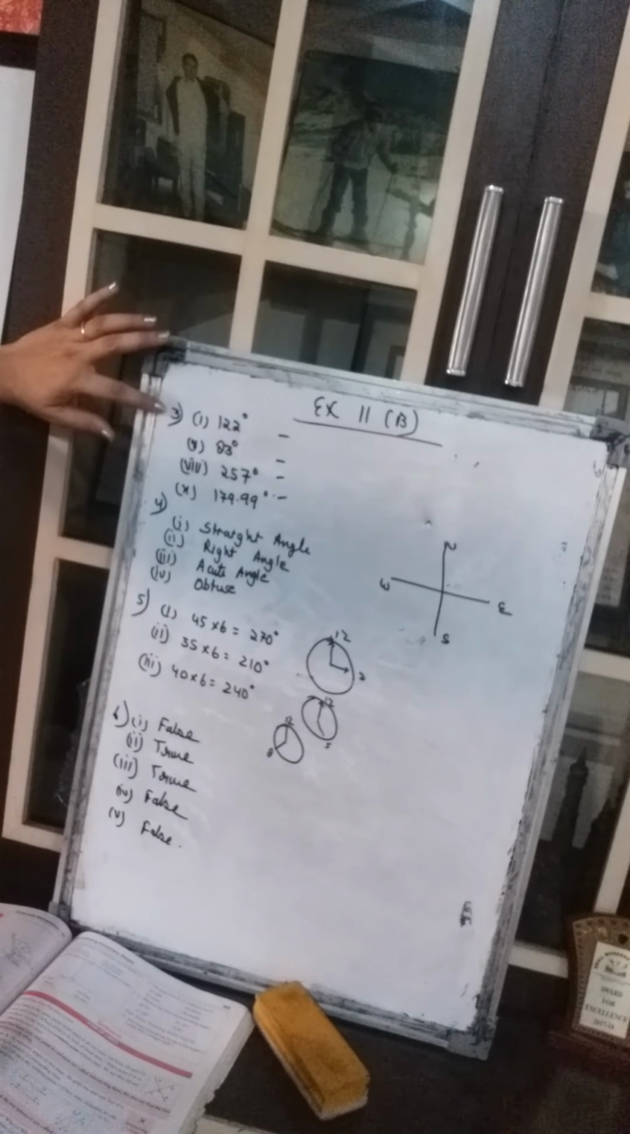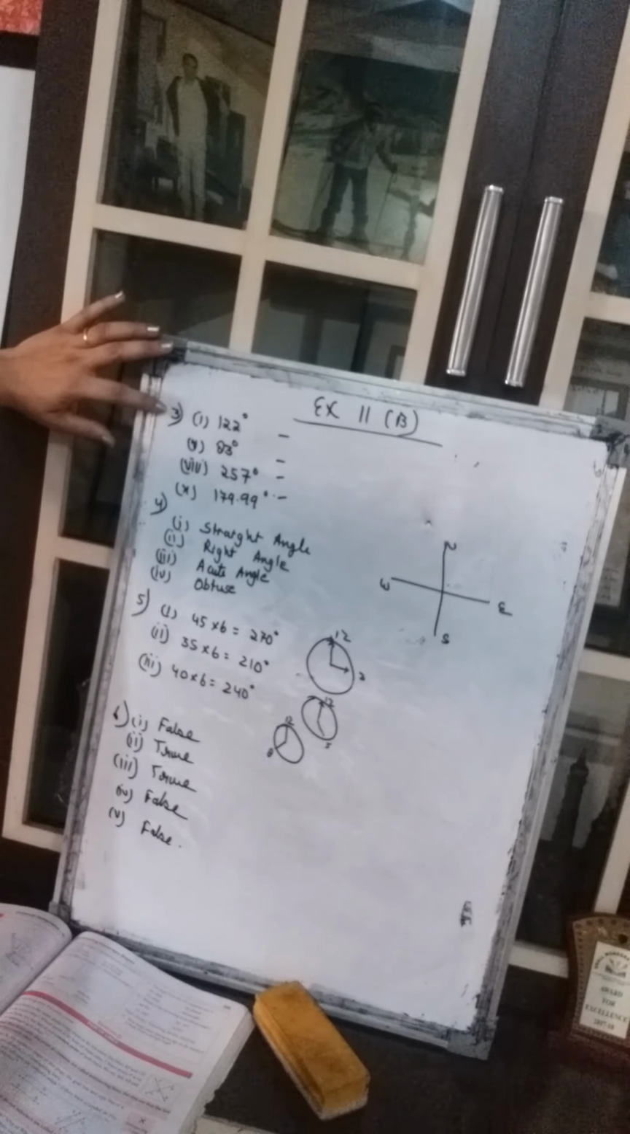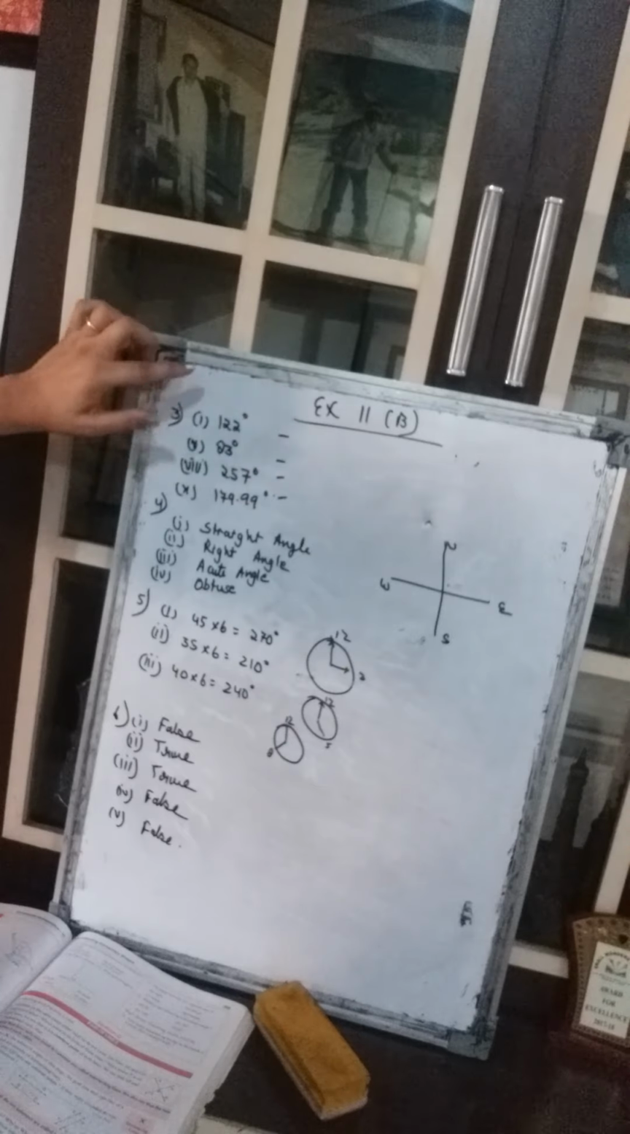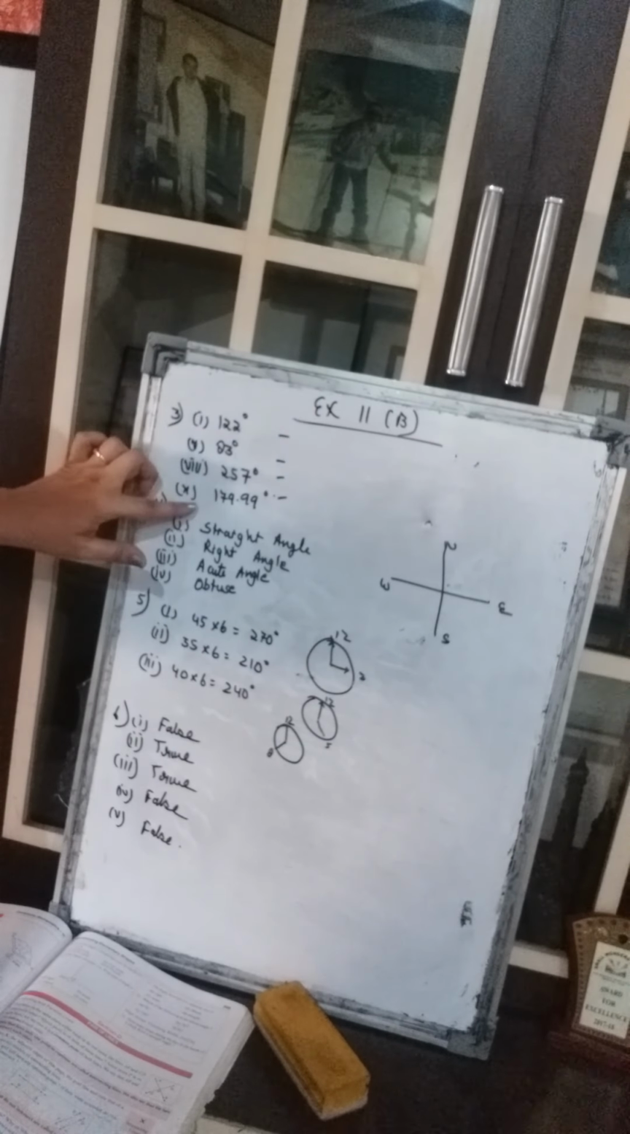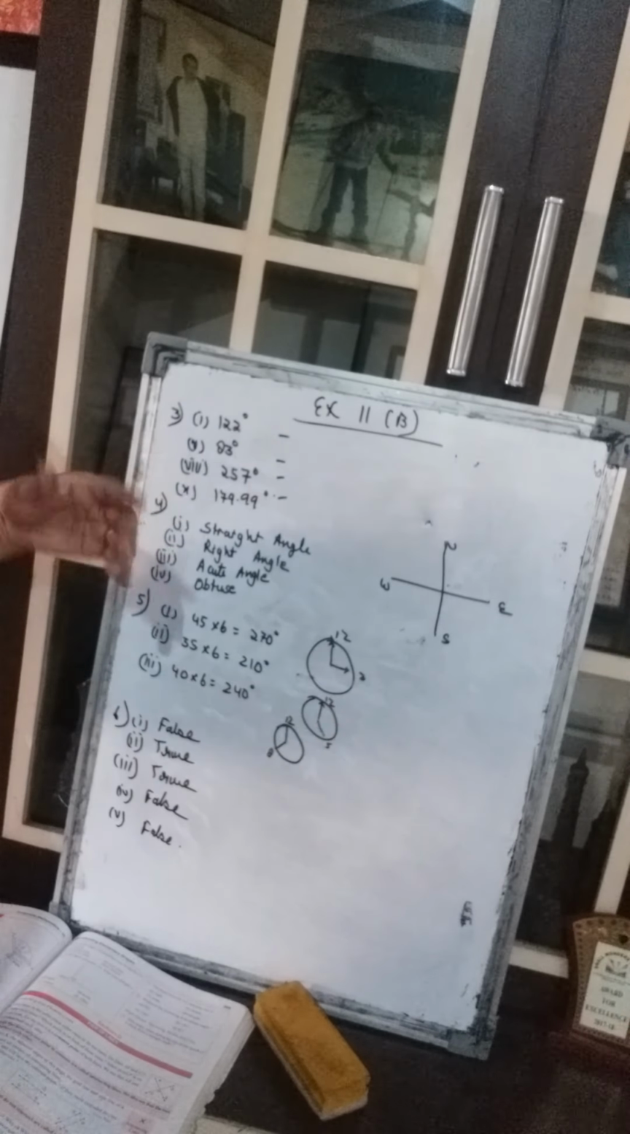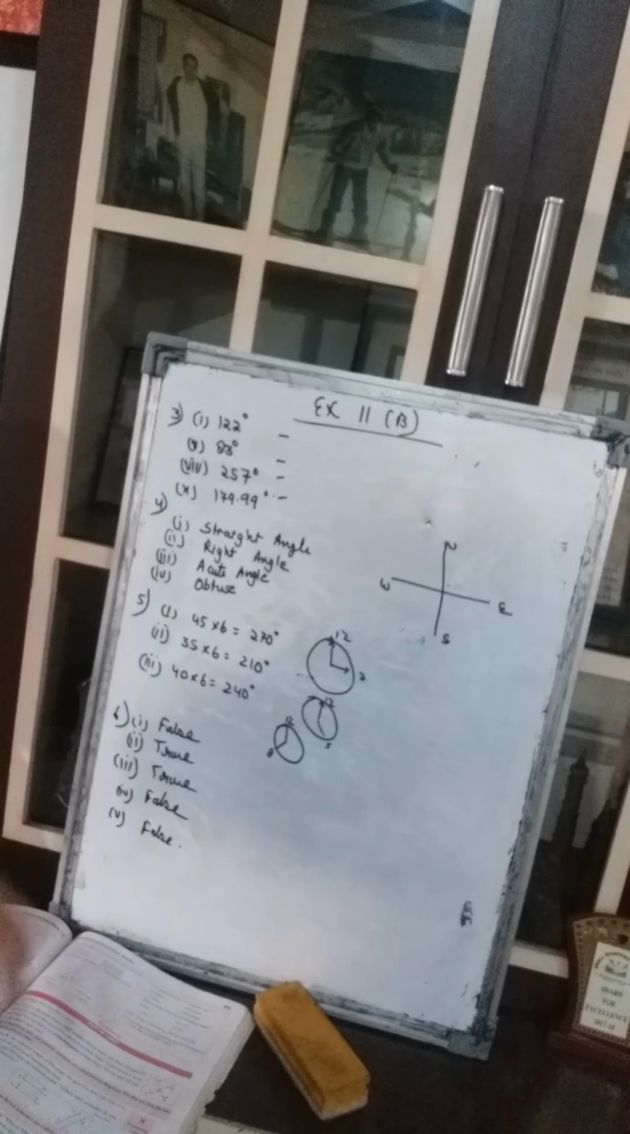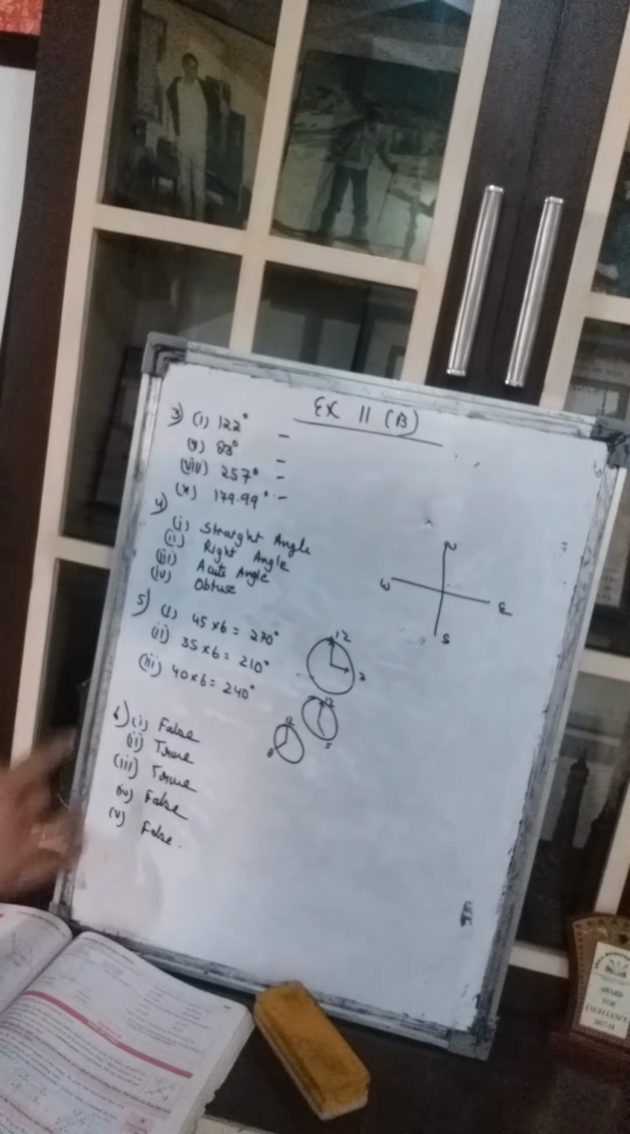So we are on the next question, that is the third question. We have to classify the angles whose magnitudes are given below. Magnitudes means whose measures are given below, and we have to identify which one is acute, which one is obtuse, which one is right angle or whatever. So let's do the first part.